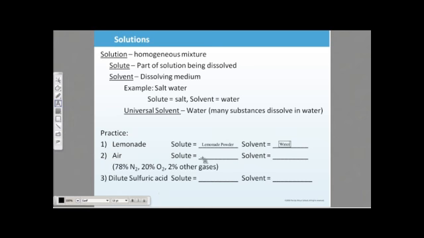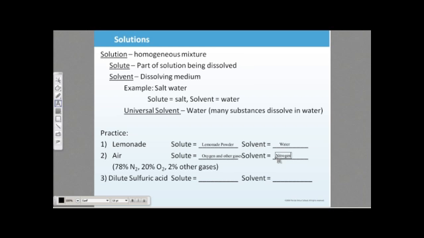All right, now the next one here is a unique solution in that we have gas in gas. Whenever we have a gas in gas type of solution, the rule of thumb is that the least amount of each gas is going to be the solute. The one that we have a greater amount of is going to be our solvent. So when we look at those percentages, we would say that the oxygen and other gases is the solute, whereas the nitrogen would be the solvent.